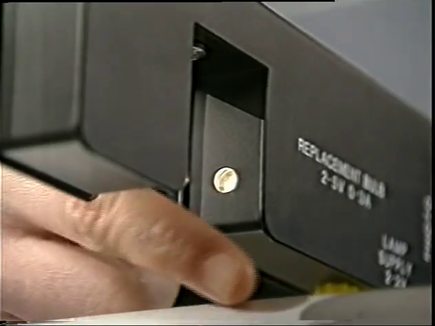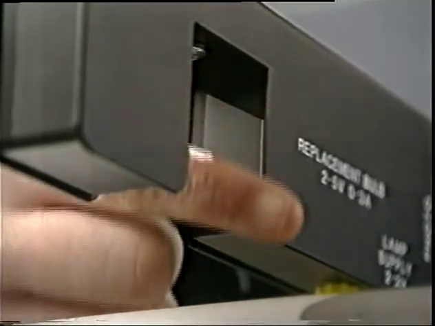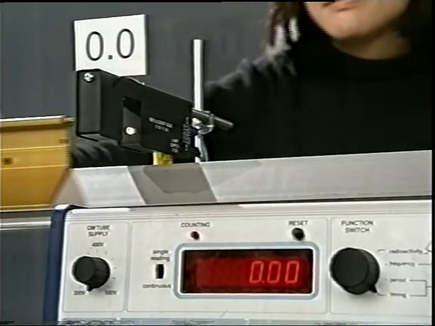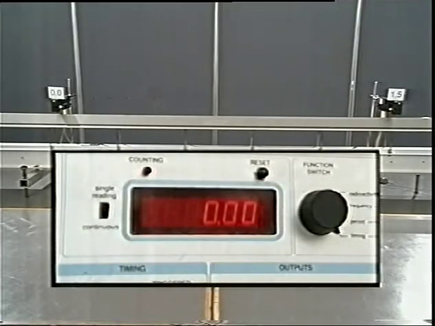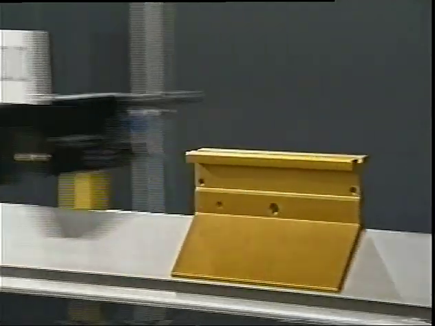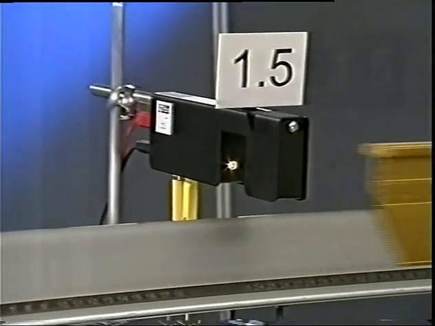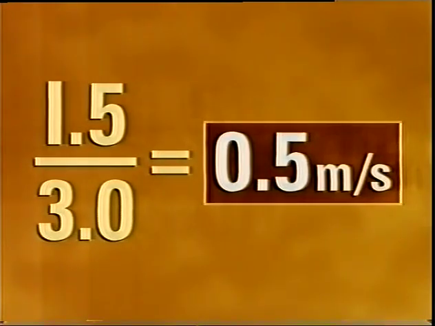A beam of light shines from one side of the gate to the other. As the beam of light is broken, it triggers the electronic counter. Break the other light beam and the counter stops. For this vehicle to travel a distance of 1.5 metres, it takes 3 seconds. Average speed is distance, which is 1.5 metres, divided by time, which is 3 seconds, so the speed is 0.5 metres per second.